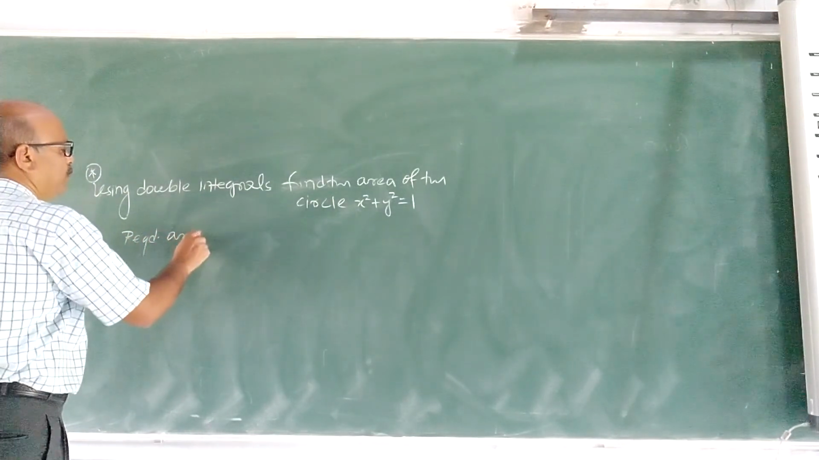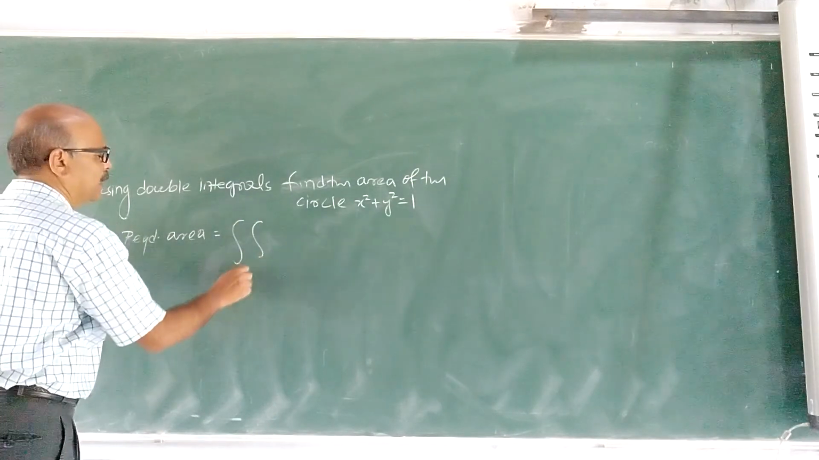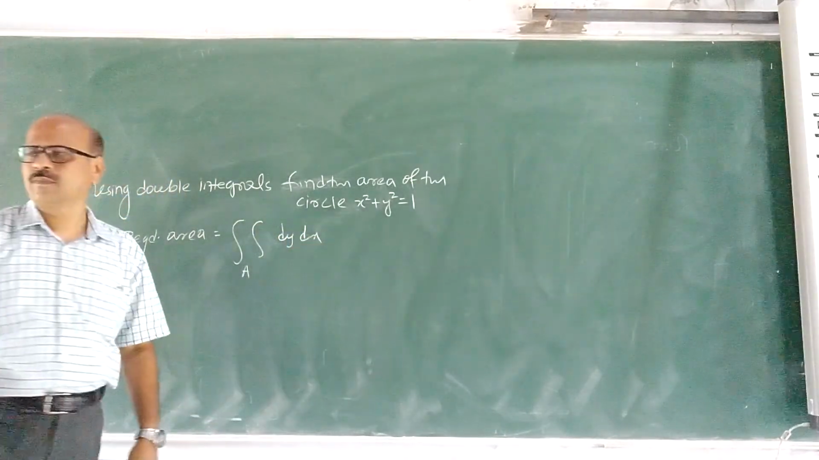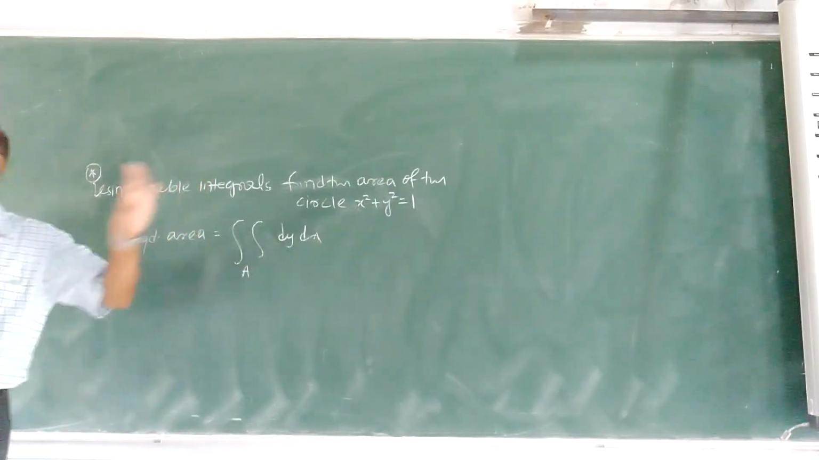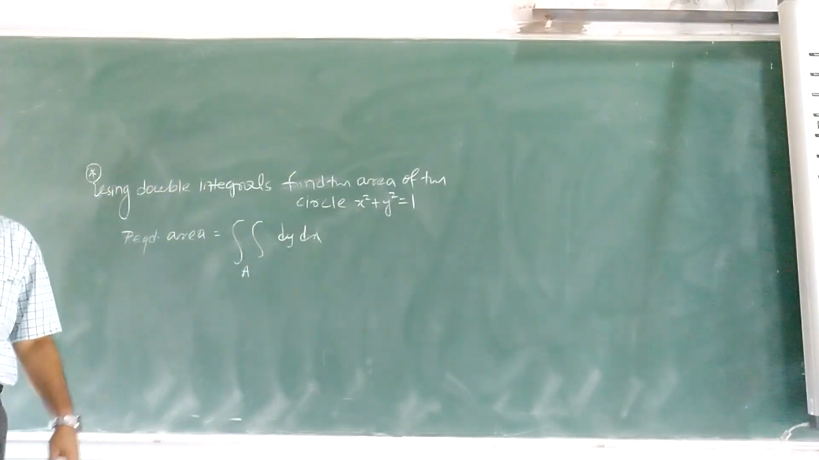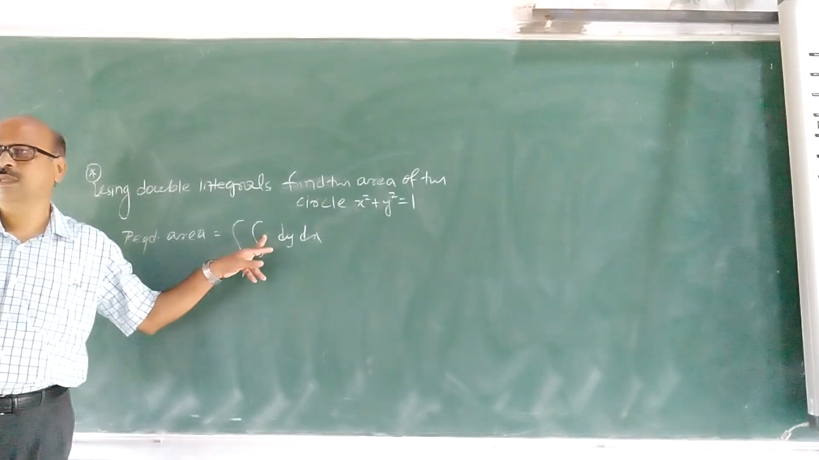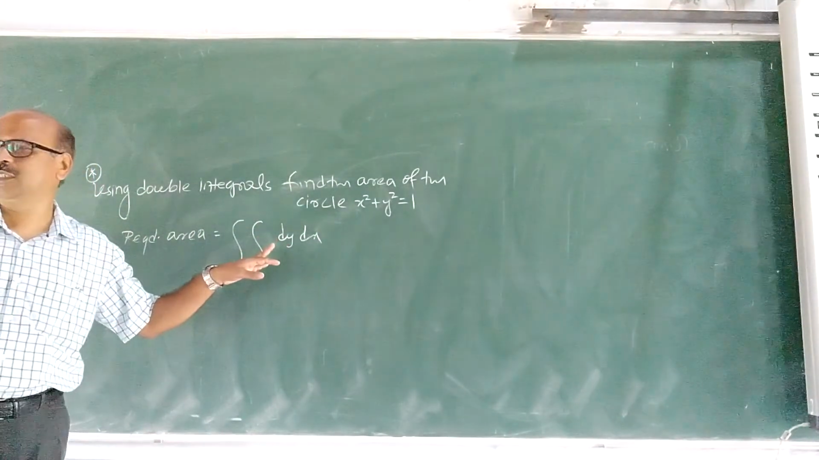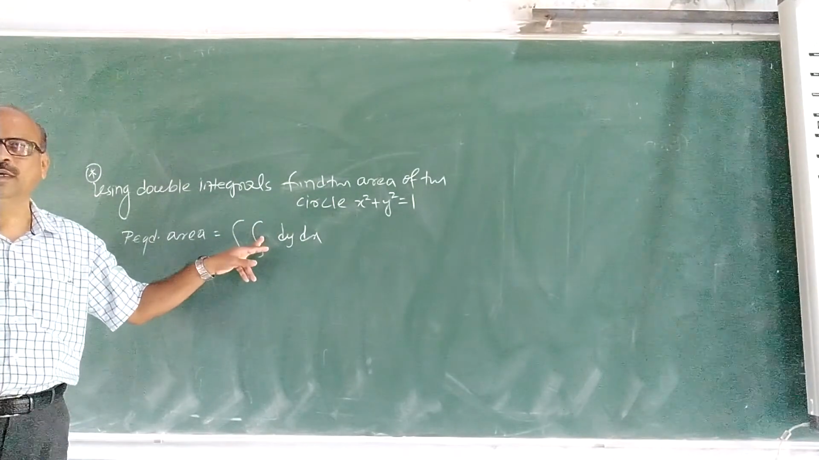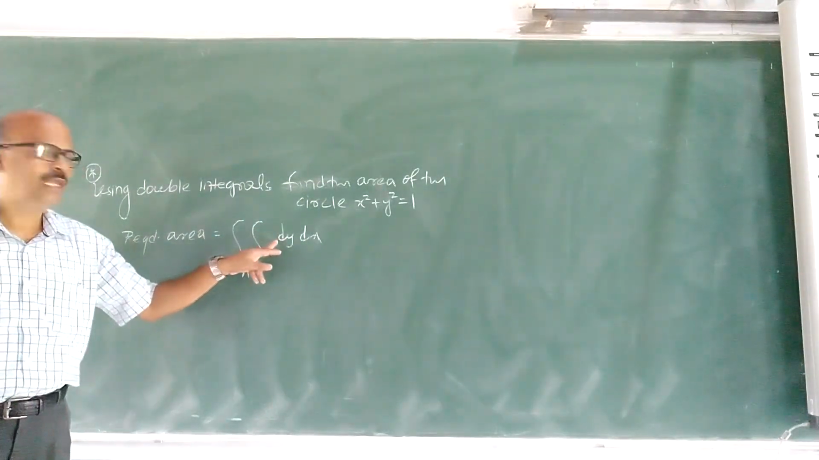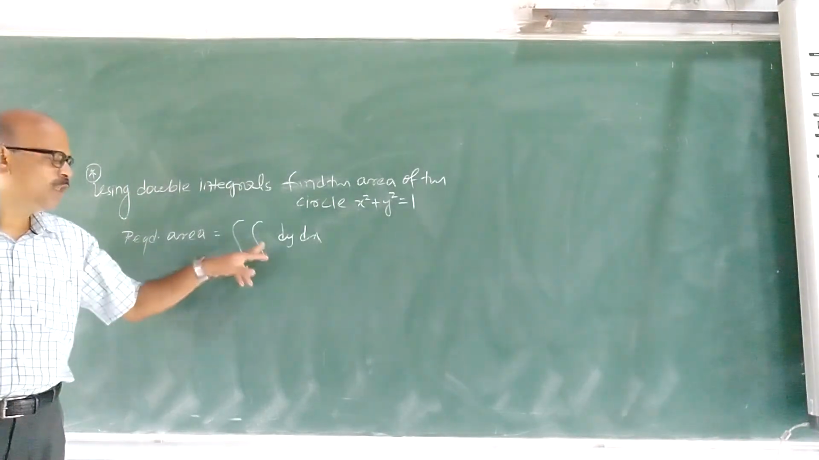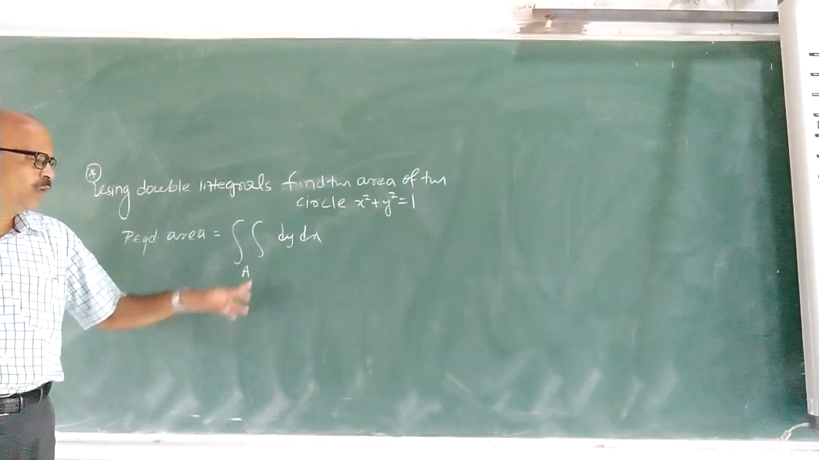Required area is the double integral over the region A of dy dx. You have to take f of x y equal to 1. Then it represents area. All of you can understand now. If you take f of x y as 1, then the double integral dy dx over the region A gives only the area of the region. Now what is A here?